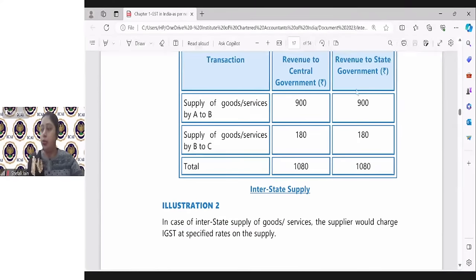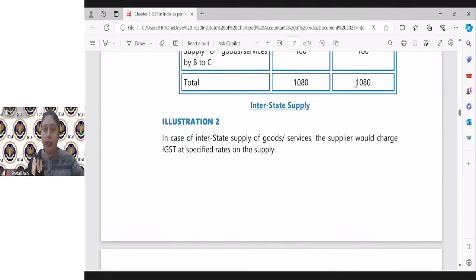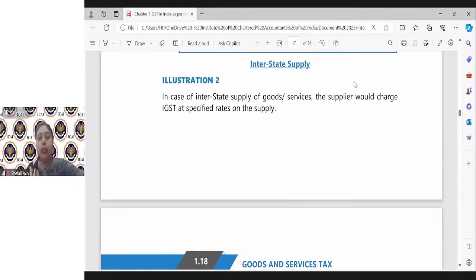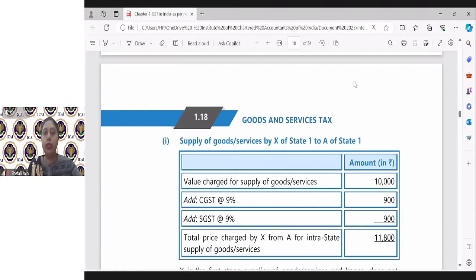Okay. So now we come to the next illustration, that is interstate sale. We have already exceeded 10 minutes, but I will try to rush through the next example. In this illustration, there are three transactions. First transaction is between X to A, which is an intrastate transaction. Second transaction is between A to B, which is an interstate transaction. And third transaction is between B to C, which is an intrastate transaction.